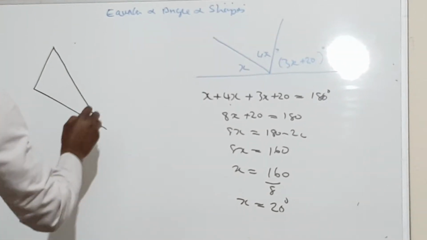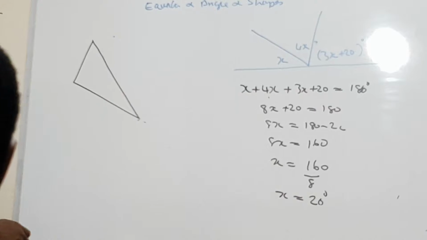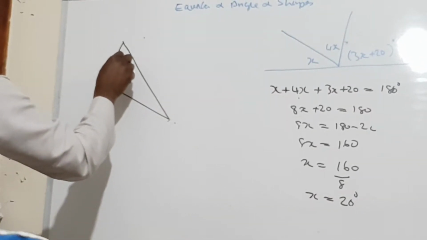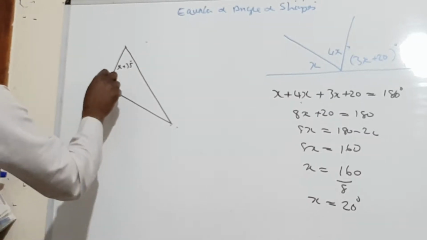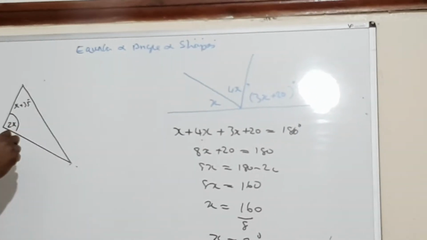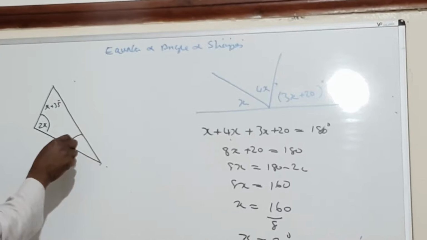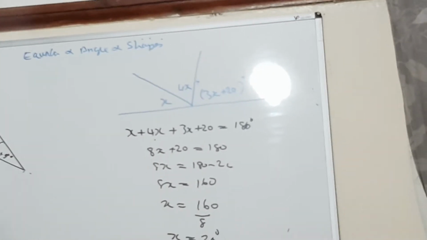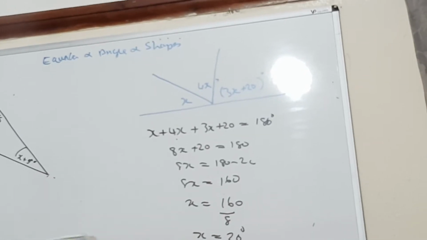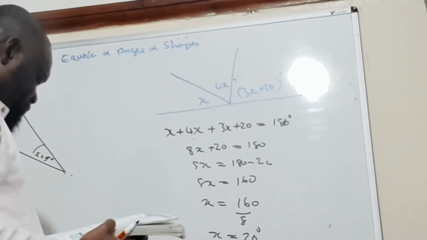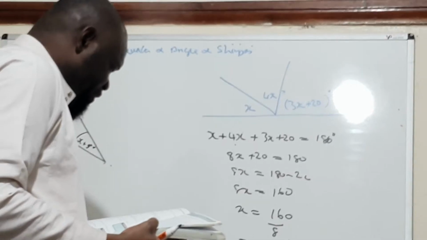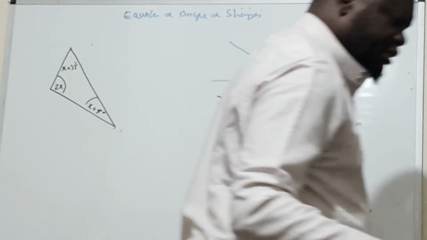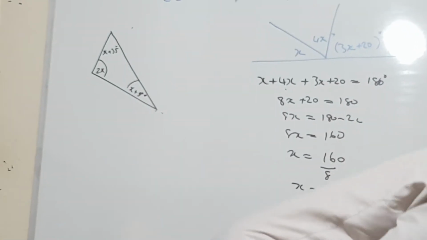Okay, guys. Now we are coming to our other triangle. They say this one is x plus 35 degrees, and this is 2x, and this is x plus 5 degrees. So what is x? The question is, what is x?